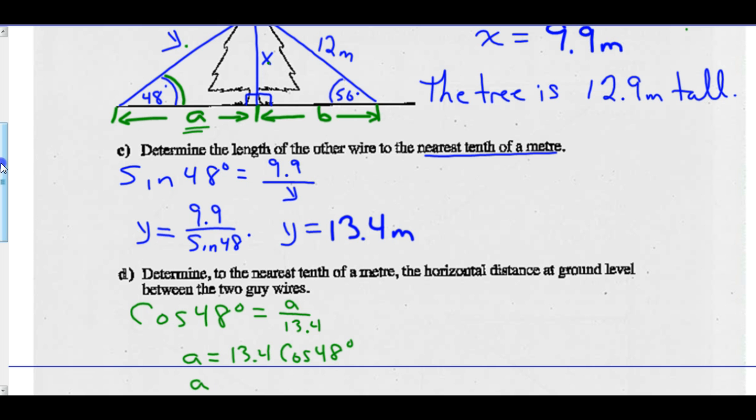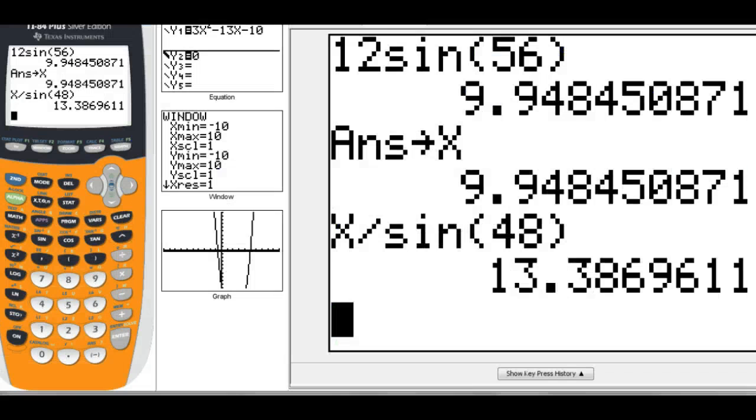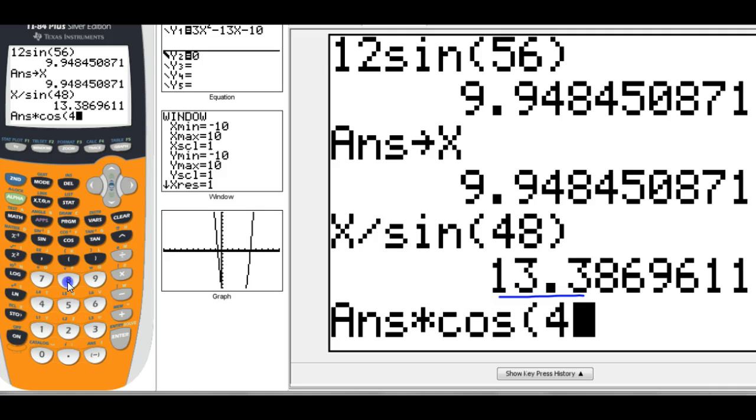So that's calculator work. So let's do that. 13.4 times the cosine of 48. Again, I've got the value of 13.4 in my calculator. It's already there. So I just have to press times, and the previous answer will show up. We're looking to say times the cosine of 48 degrees. So now we've kept all the decimals from the previous calculation. We're not rounding anything, so we're going to be more accurate.